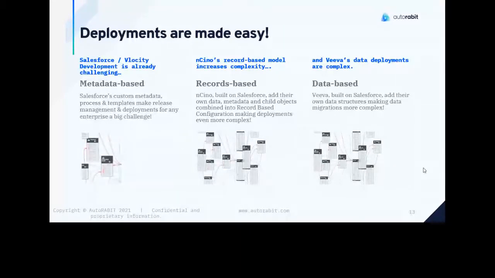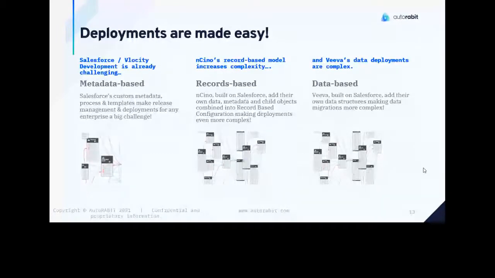When it comes to nCino, it's a record based model in terms of their data and the multi-parent child relationship between their records and their spreadsheets and all those things, because they have purpose built all their configurations on top of Salesforce for the banking and financial services industry. When it comes to Veeva, they have data-based models with multi-parent child relationships between the data, metadata, and object components. They are very different altogether in the Salesforce ecosystem and very different from the normal Salesforce CRM.